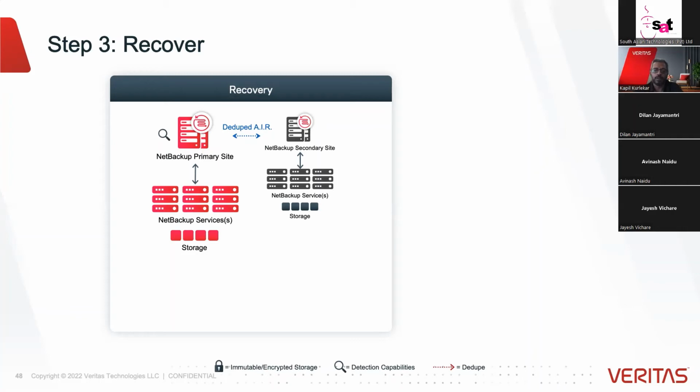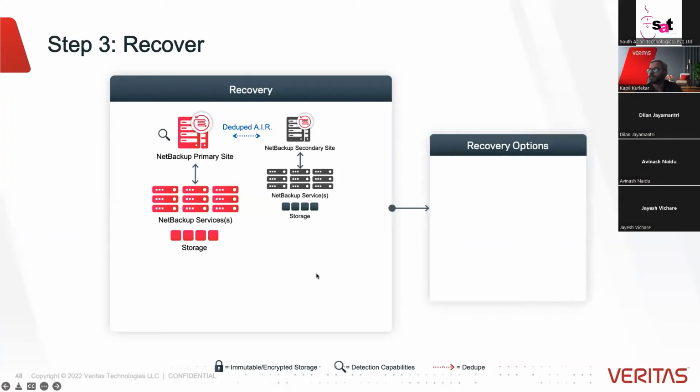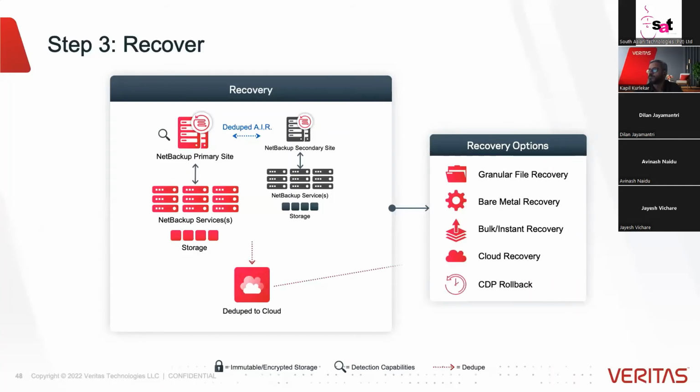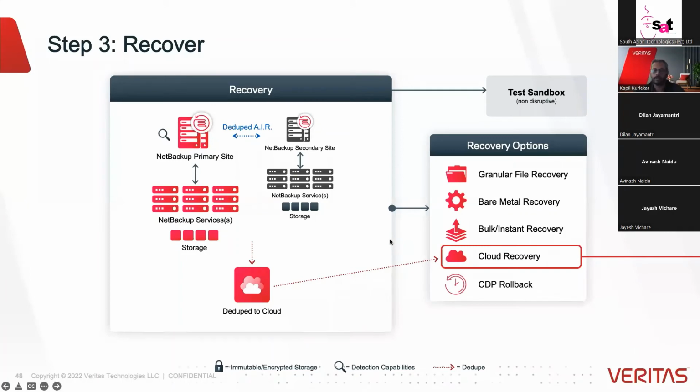In NBU 9.1, bulk and instant recovery, right? NBU instant rollback for VMs allows you to recover a large amount of VMs back to production. You can roll back hundreds of VMs concurrently in minutes. Dedupe again, because you are able to dedupe to cloud, you can do a cloud to cloud recovery as well in case of ransomware.